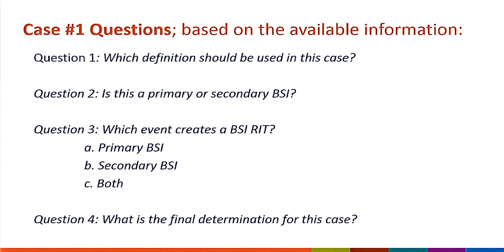So we have a series of 4 questions to consider. Number 1, which infection definition should be used in this case? Number 2, is this a primary or secondary bloodstream infection? Number 3, which event creates a BSI-RIT? A primary BSI, a secondary BSI, or both? And what is the final determination for this case?